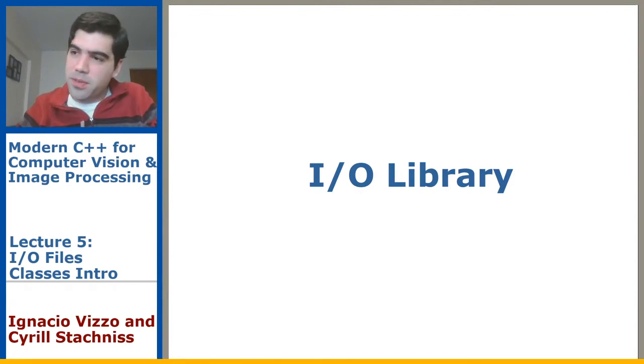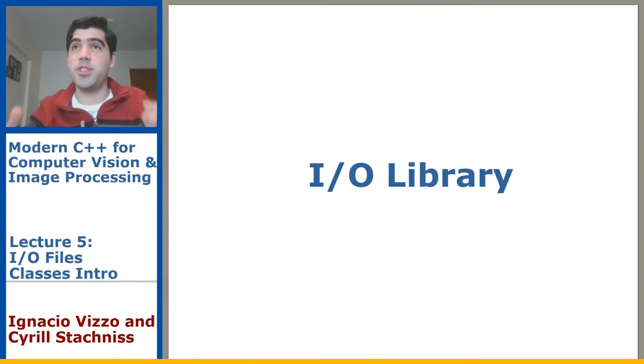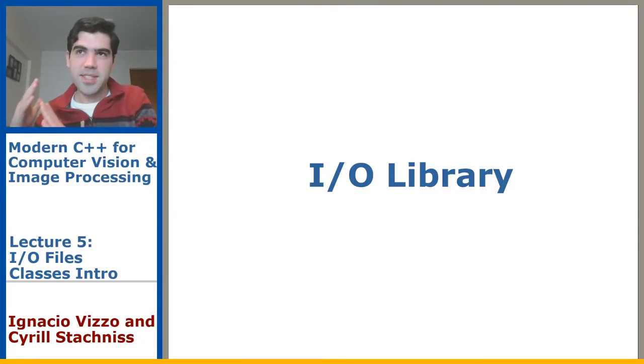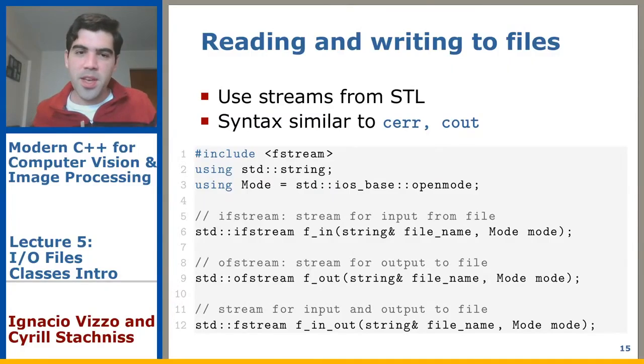Then the last part of this half of the lesson will be about the input-output library. As usual, cppreference has all the information for this, and we're going to see how to work with files. I'm putting this here because it's the last part of the core language without talking about classes and memory management, and also because you need it for your homework. So, how do we read and write files?